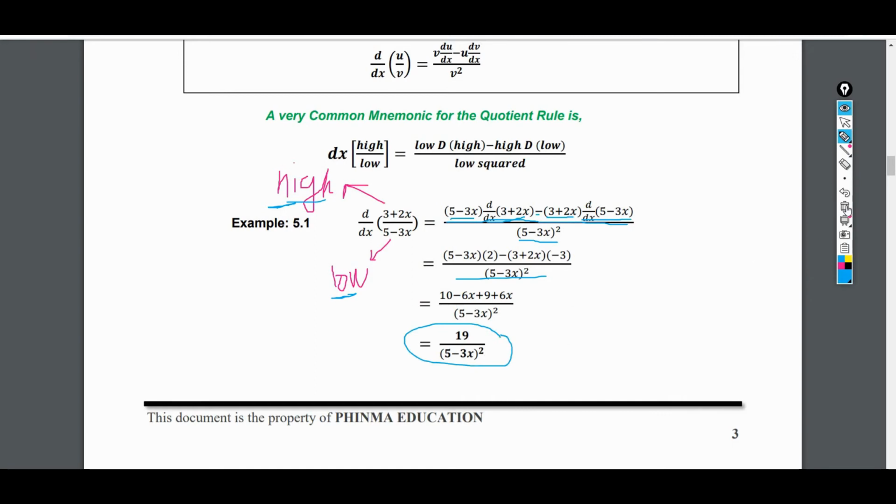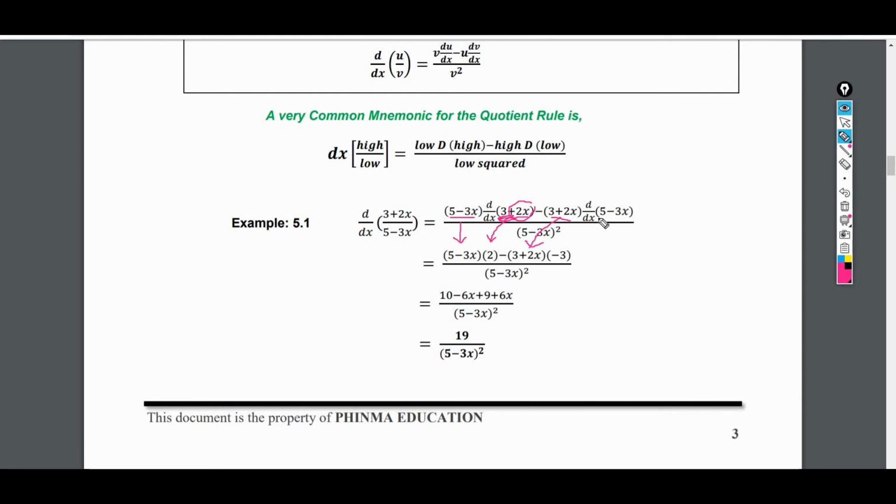Okay, so, isa-isahin natin. So, we have our 5 minus 3x. Ito siya. And then, the derivative of 3 plus 2x, we know that derivative of 3 is 0. Derivative of 2x, we know that the derivative of 2x is just 2. So, 2 plus 0, 2 lang yon. Okay, next. We have the high, 3 plus 2x, ito yon, times the derivative of our low.